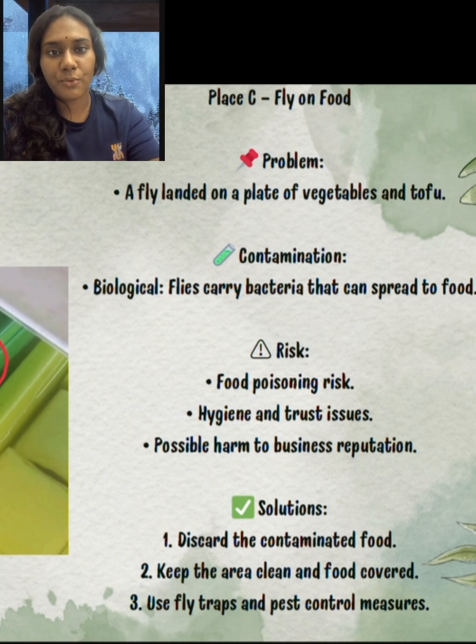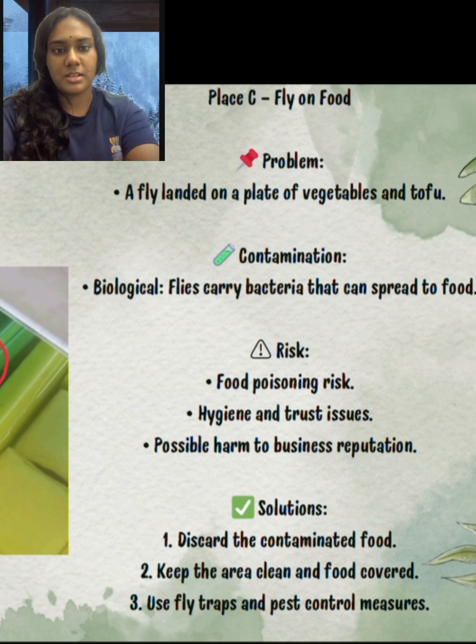So there are several risks. First of all is food poisoning, which falls under foodborne illness, and it also can cause serious hygiene issues, and may harm the business reputation. To address this problem, we have to discard the contaminated food and keep the area clean and food covered. For example, we can keep the tauge and tofu inside a Tupperware, or inside the freezer, so that the fly does not sit on top of the food, and we can avoid the fly laying eggs on the food. And we can use fly traps and have proper pest control.